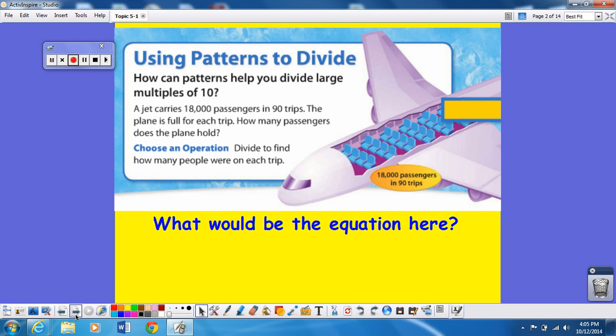And we know the operation here is to divide because we want to find how many passengers are on each plane trip. We know our answer can't be more than 18,000 passengers because our total for the whole slew of trips is 18,000 passengers. So we know that we need to divide that 18,000 into 90 trips. So in order to do that, you're going to do 18,000 divided by 90.